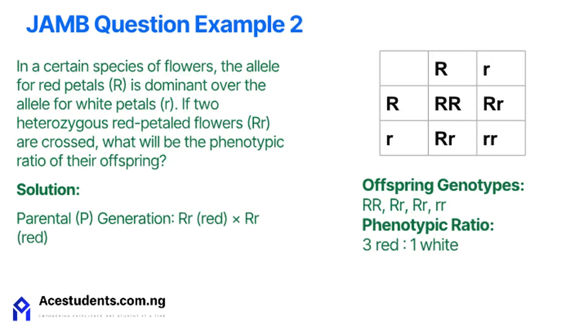Here's another example of a JAMB question on monohybrid cross. The allele for red petals, R, is dominant over the allele for white petals, r, in a certain species of flowers. When two heterozygous red petal flowers, Rr, are crossed, we can use a Punnett square to determine the offspring genotypes. The parental generation is Rr heterozygous crossed with another Rr heterozygous. The Punnett square shows the offspring genotypes as RR homozygous dominant, 2 Rr heterozygous, and rr homozygous recessive. This results in a phenotypic ratio of 3 red petal flowers to 1 white petal flower.